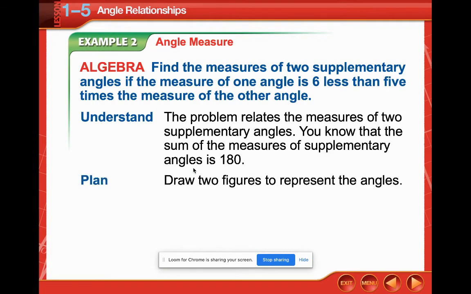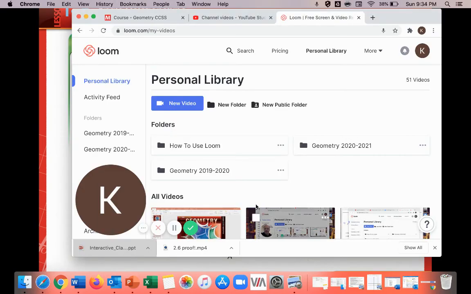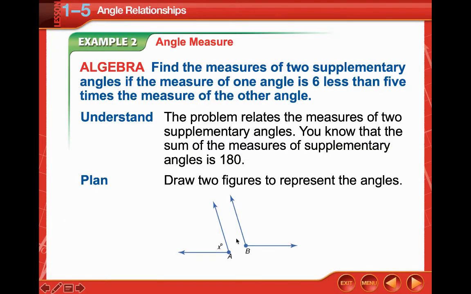Okay? Draw two figures to represent the angles, angle A and angle B. Add them together, they equal 180. They're supplementary. We know that angle A measures x.